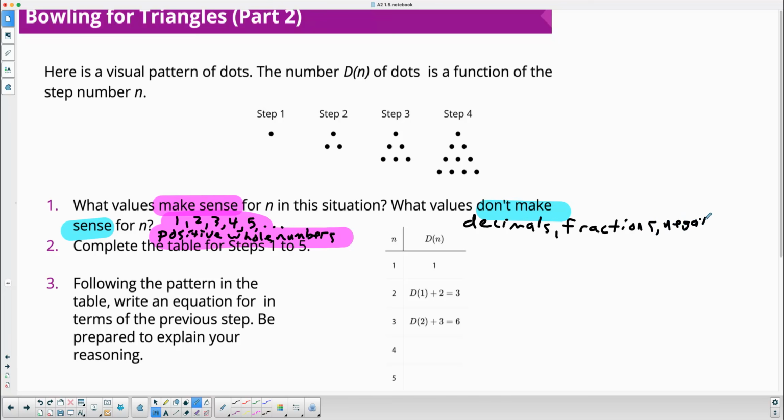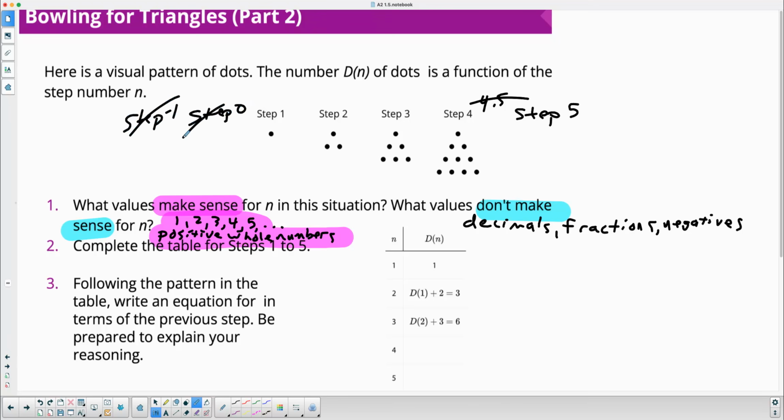Okay, why is that? It's because you start with step 1, and then you go to step 2, step 3, step 4. Right up here, the next one would be step 5. We're not going to have step 4.5. That wouldn't make any sense, okay? And we can't go negative because we won't have any dots left, okay? We can't have step 0, step -1. These don't make any sense.